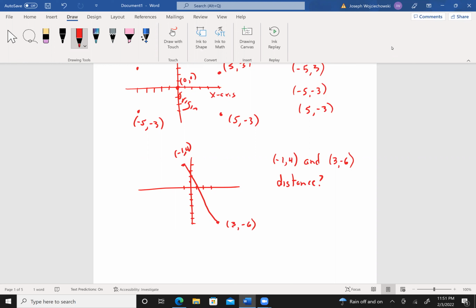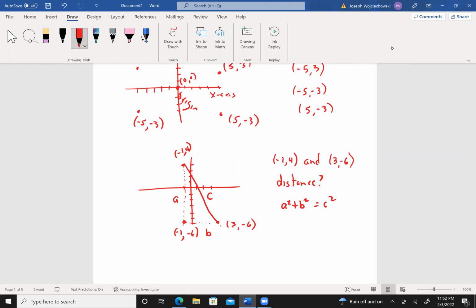So we can do this. We can drop a vertical line here, and then we can draw a horizontal line here. So this point is -1 on the x-axis and -6 on the y-axis. Now, if you remember the Pythagorean theorem, a squared plus b squared equals c squared. In this case, the hypotenuse is what I'm looking for, c. So we'll just label this a and this b.